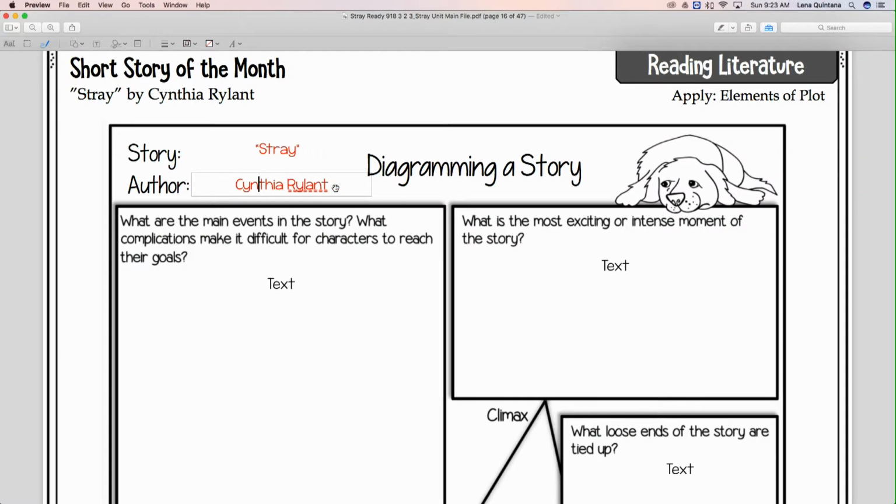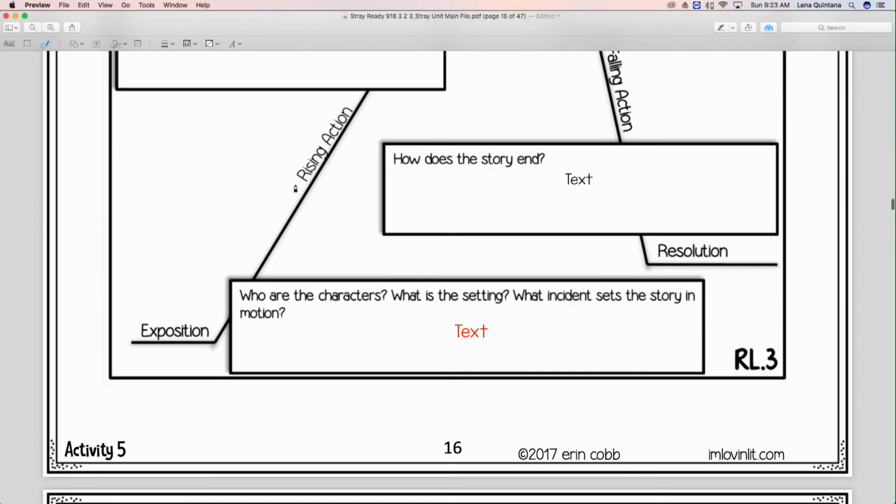All right, so the main events in the story. So this is where, oh, nope, we better not start there. We better start down here with exposition. My apologies. Exposition is where the story gets started. This is where we learn of the characters, the setting, and then the incident. That inciting incident is down here in the exposition, the incident that sets the story in motion.